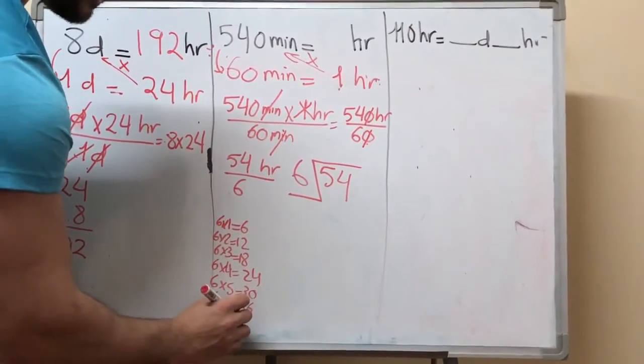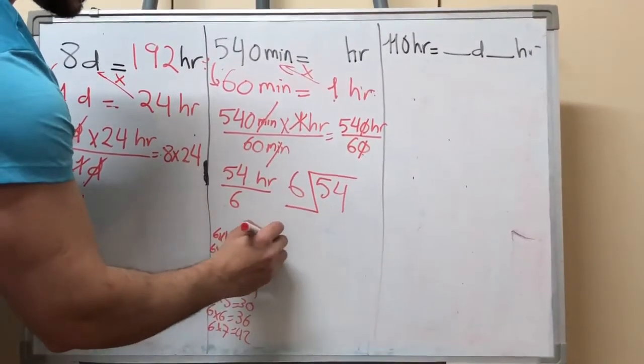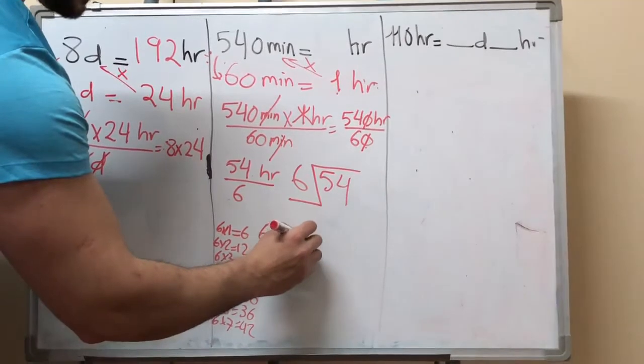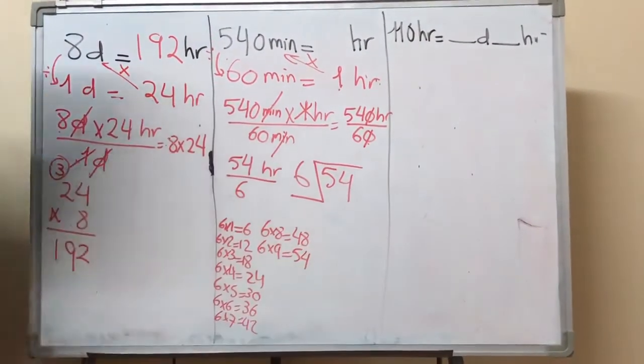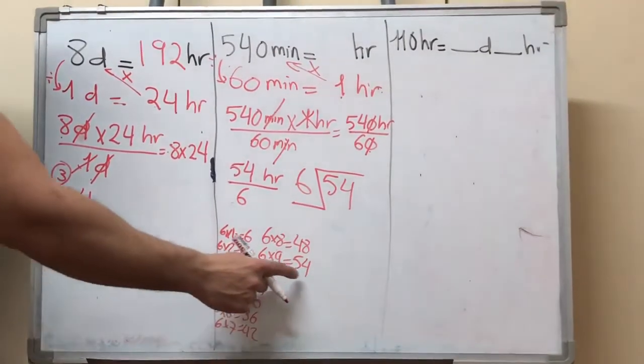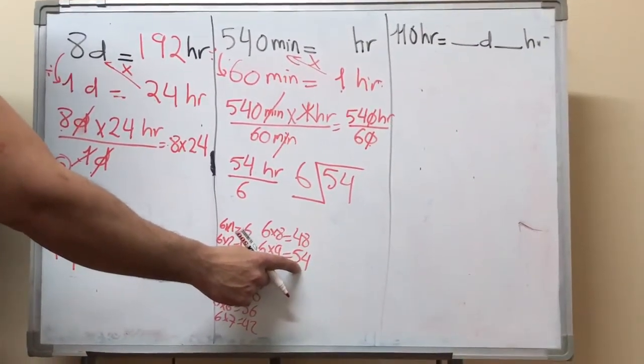6 multiplied by 7 is 42. And 6 multiplied by 8 is 48. 6 multiplied by 9 is 54. So now I have a product of 54 in timetable 6, right?